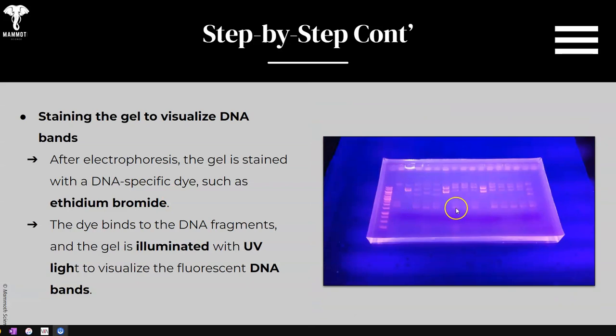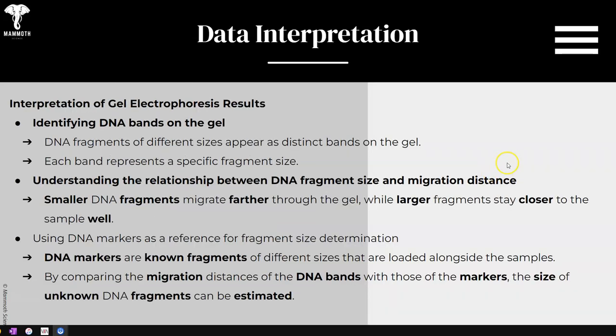This is what an actual gel looks like under fluorescent light once it's treated with ethidium bromide. You put it under UV light and it shows up this way. So the interpretation, identifying DNA bands on a gel. These DNA fragments of different sizes appear as distinct bands. Each band represents a specific fragment size.